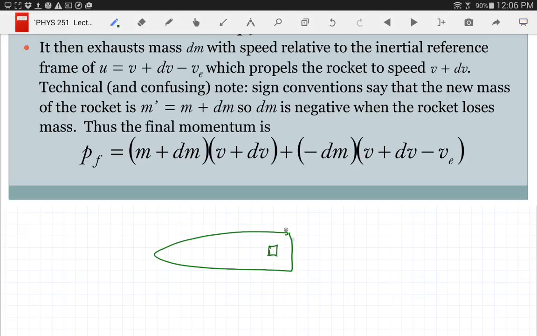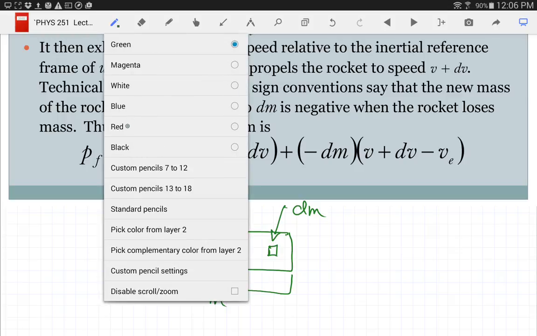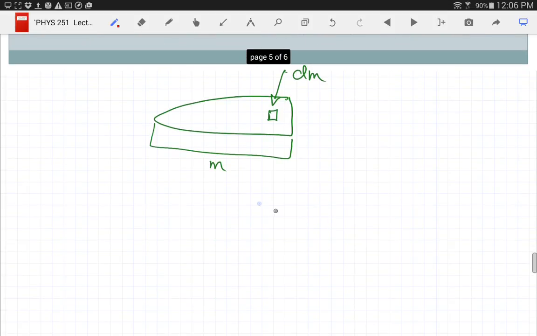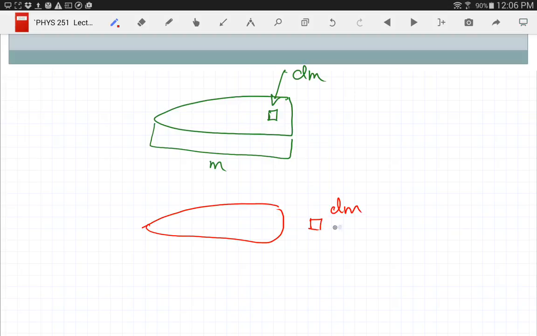And here's a little piece of mass. So that little piece of mass has mass dm. The total mass of the rocket initially was mass m, and dm was part of it. But then it's going to exhaust that dm, so this is going to become, here's my rocket again, but now the dm is out here, traveling at the speed of v exhaust. V exhaust is the speed relative to the rocket.